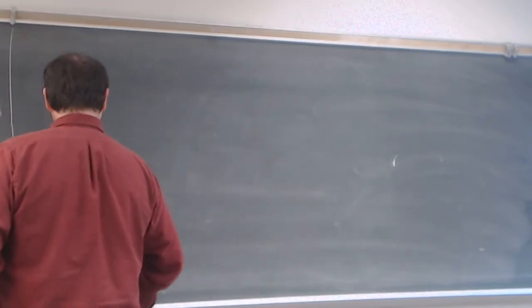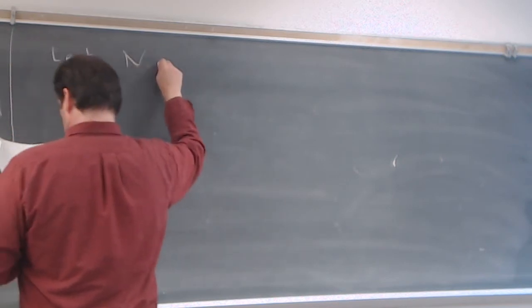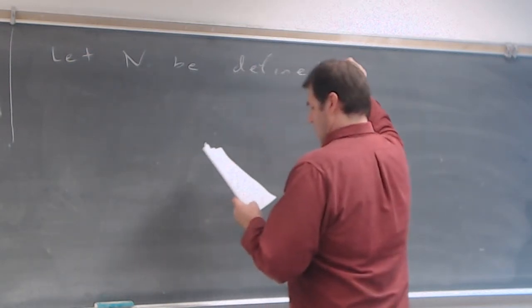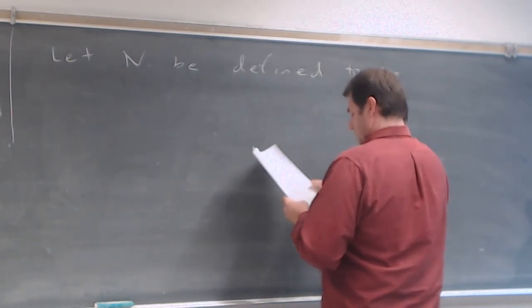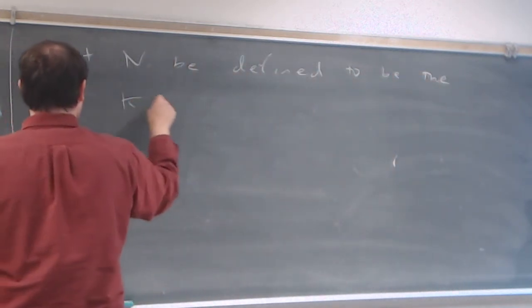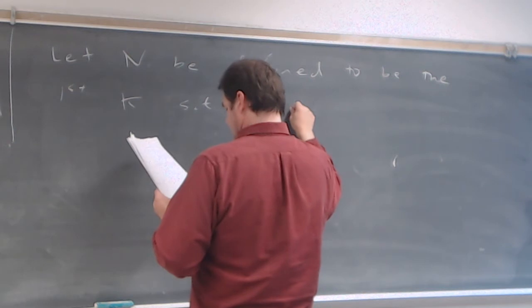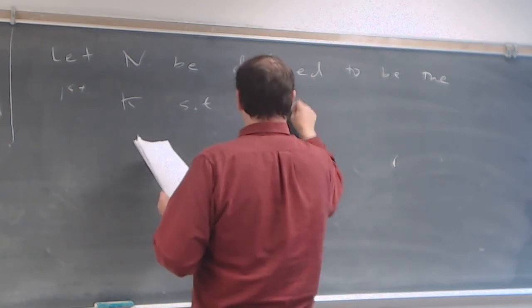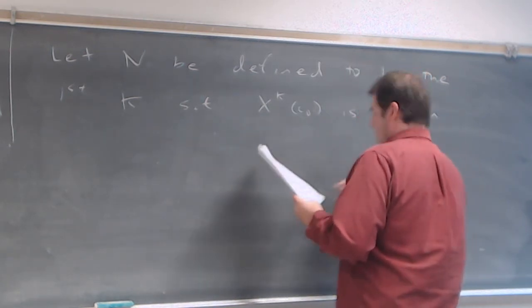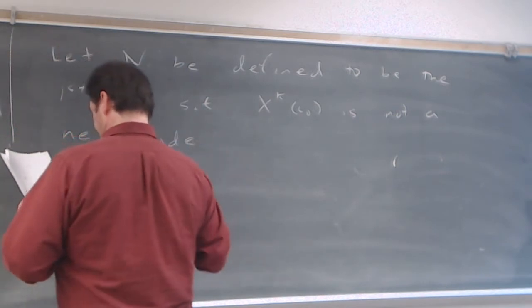We're going to let n be defined to be the first k such that x of k of I naught is not a new node.